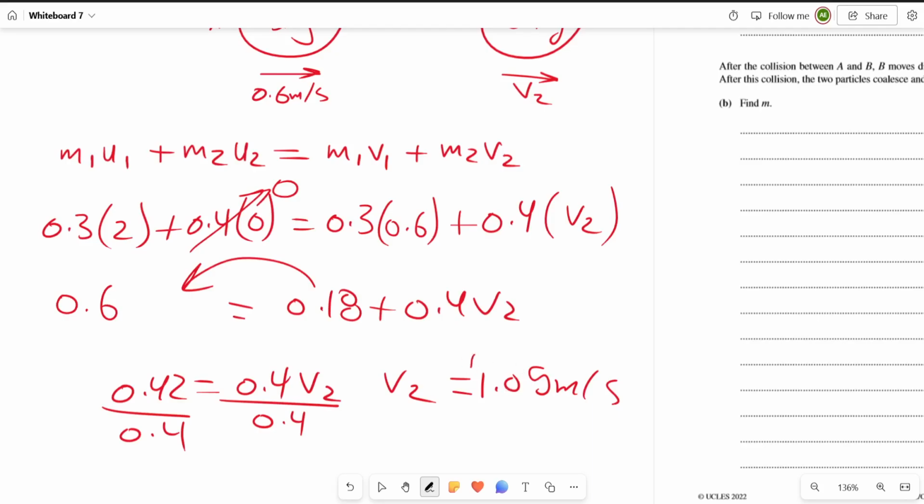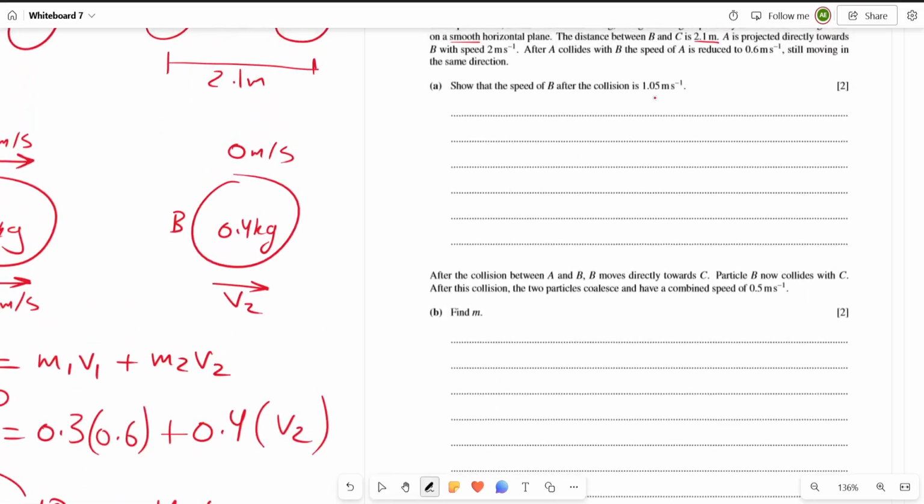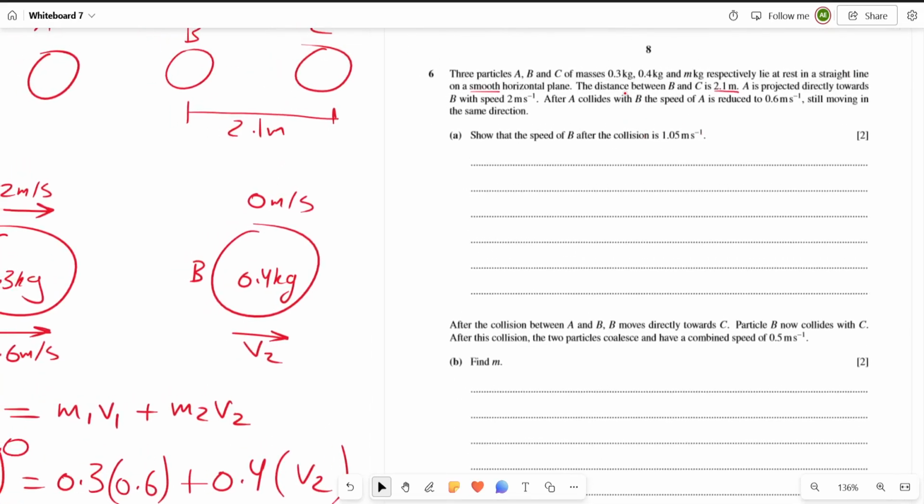Notice that I got a positive answer. A positive answer means that the initial direction that I assumed for V is correct. If I got a negative answer, it means that whatever direction I assigned V, it's actually the opposite direction. Okay, this is super important for you to know. And here it tells us to show that B is moving with 1.05, and we did that. By the way, those keywords are super important.